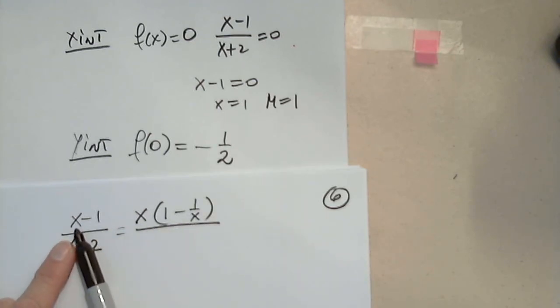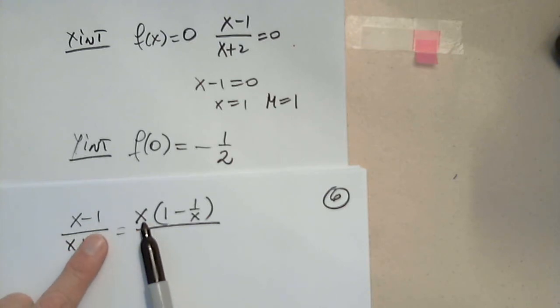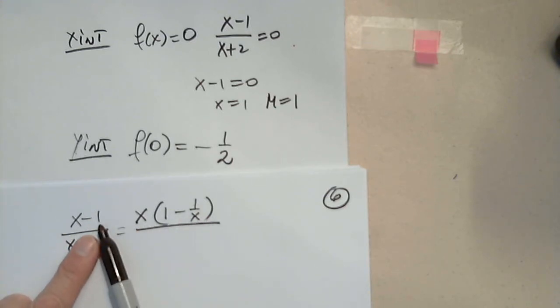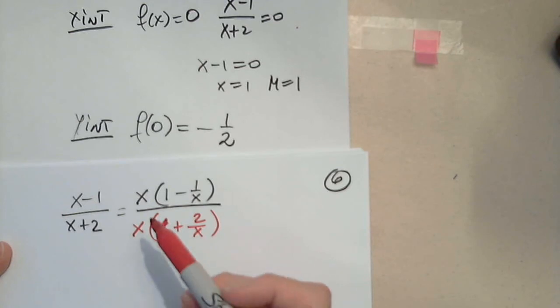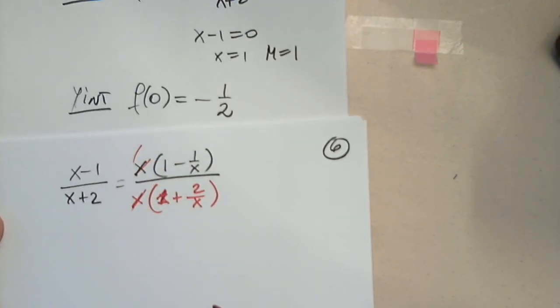X times 1 is this. X over 1 times 1 over x is 1. Do we agree with that? Yes. Good. The degree in the denominator is still 1. I'm going to do the same thing. I'm sorry, I meant 1, 2 over x. I will simplify x with x.